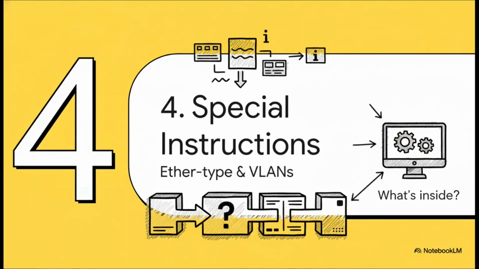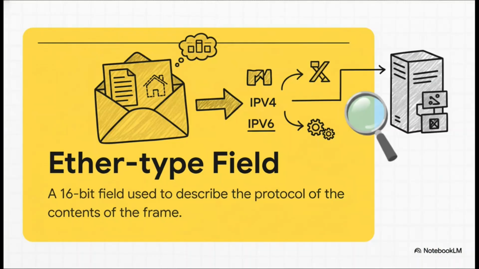All right, the frame has arrived at the right machine. We know who it's for, we know who sent it, but what's inside? And more importantly, what is the computer supposed to do with it? That's where the next part comes in, the special instructions. This little section is called the EtherType field.